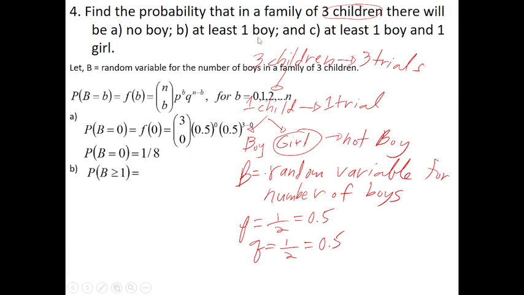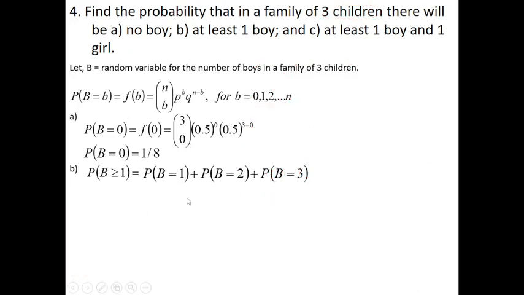Letter B, probability at least one boy. Pag sinabing at least one boy, one or more. So kung ganon, ito yung solution. At least one boy. So probability that B is equal to 1 hanggang matapos ka sa probability that B is equal to 3, kasi meron kang 3 children, at ang possibility ay lahat ng yon ay pwedeng maging boys.